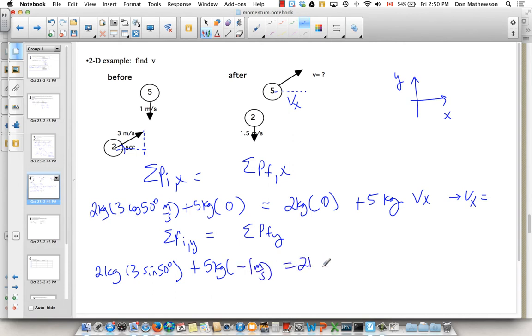Likewise, after the collision, it's downwards 1.5 meters per second down the page, and then 5 kilograms times the unknown speed Vy. Now that's been reduced to a calculation. We could find the speed Vy, and then after we've worked out Vx and Vy, we can find the unknown speed V just using the Pythagorean theorem.